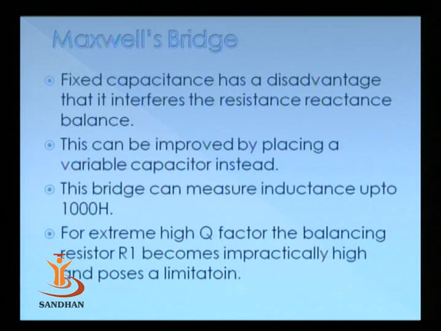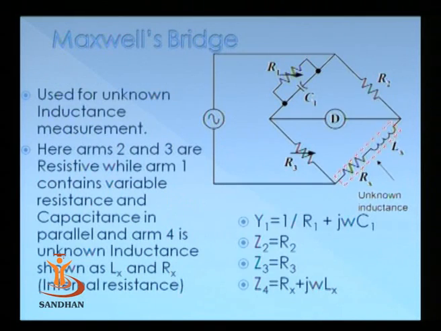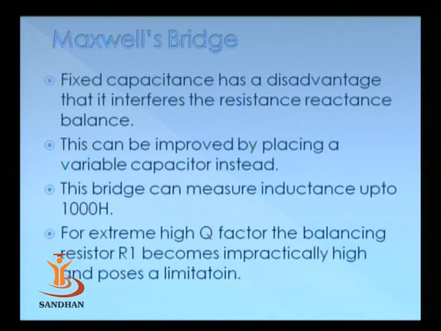For extreme high quality factor, the balancing resistor R1 becomes impractically high. Going back in the circuit, if we are having a very high Q factor, then the resistance R becomes 0 in the unknown arm, or in the arm 4. Now this particular 0 resistance or near 0 impedance is to be balanced by R1, that is in parallel with C1. So this requires a very high value of R1, and this becomes practically impossible because you cannot go beyond 10 mega ohms. So this practical limitation poses a limitation of measurement in very high quality factor coils.